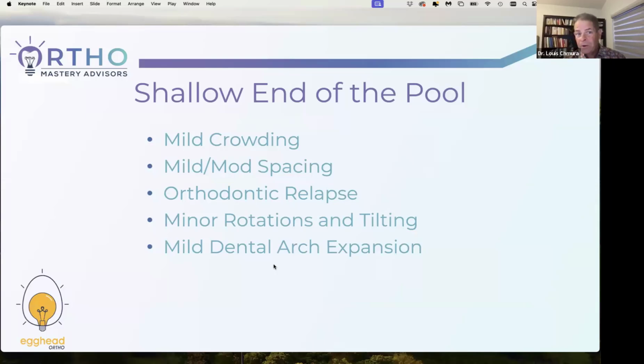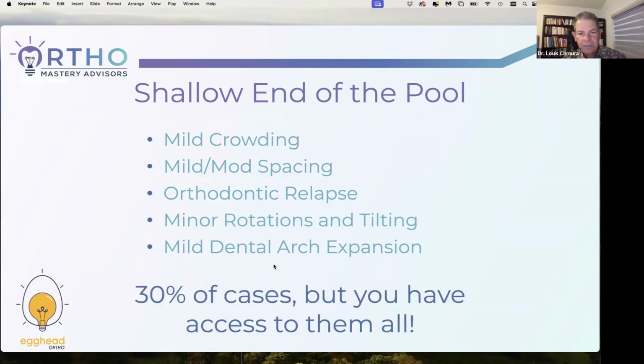Okay. So mild crowding, mild, even moderate spacing. Relapse cases are great because they put the roots in the right spot. At one time, they were straight. You don't have any tooth size problems. Those are great cases to do. Minor rotations or tilted teeth, especially if the posteriors are tilted in, that's easy to do. If you're trying to fix an incisor that's tilted, that's much, much more difficult to do. And mild dental arch expansion. So you could do most cases with just this stuff.